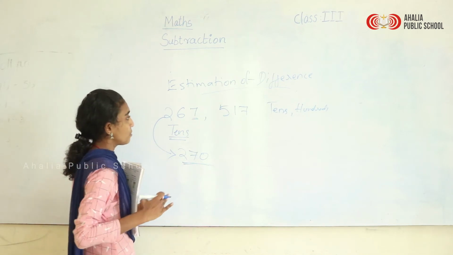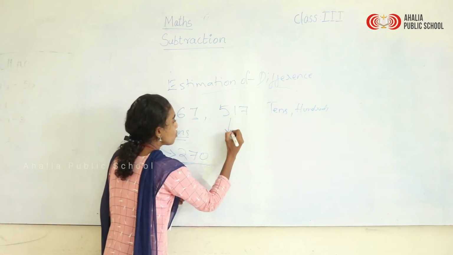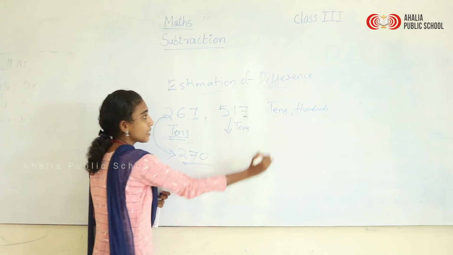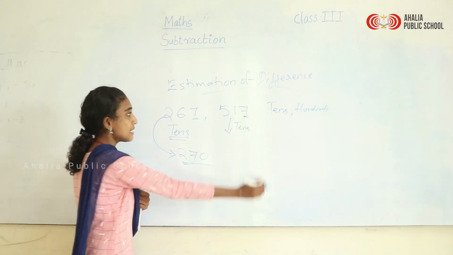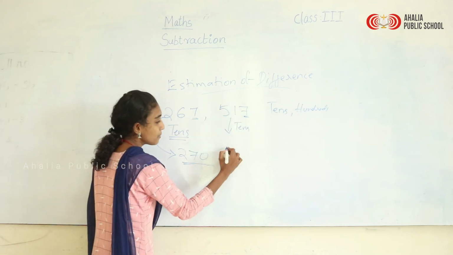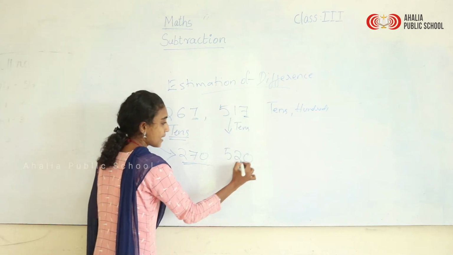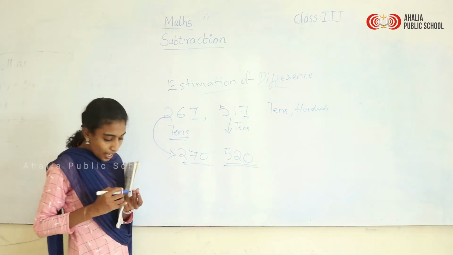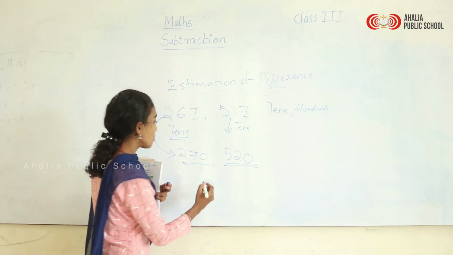Now moving on to 570, rounding it to tens. How will you round this? We check the number in the ones place. 7 is greater than 5. So we will round up this number to the next tens value, that is 520. Right? Now we will do subtraction using these numbers.